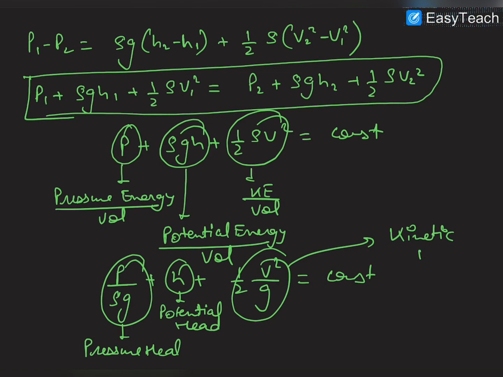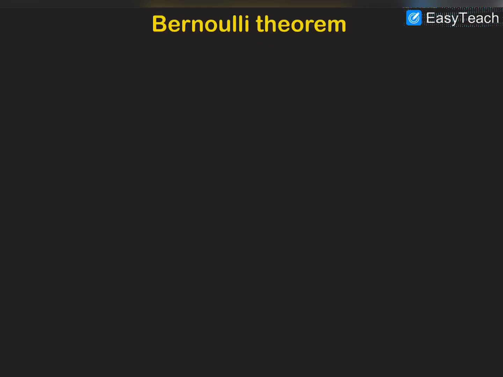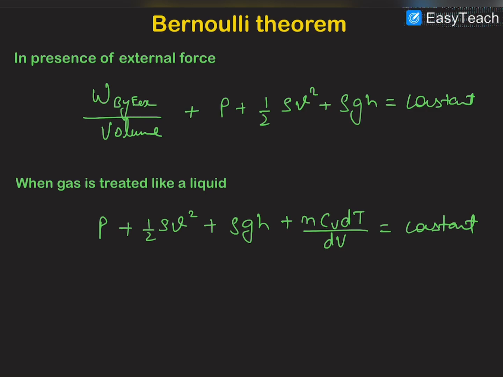And this term is called kinetic head. Okay, and if we apply some external force on the liquid, then Bernoulli's theorem will be: the sum of work done by the external force per unit volume plus pressure energy per unit volume plus kinetic energy per unit volume plus potential energy per unit volume of ideal flowing liquid will be constant.